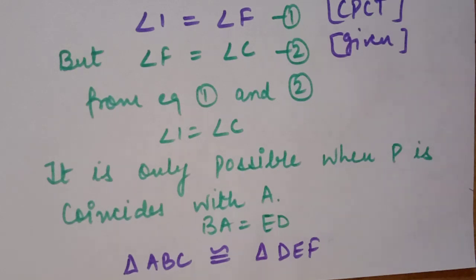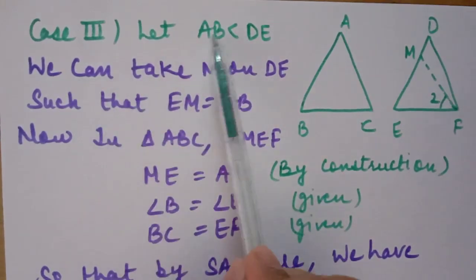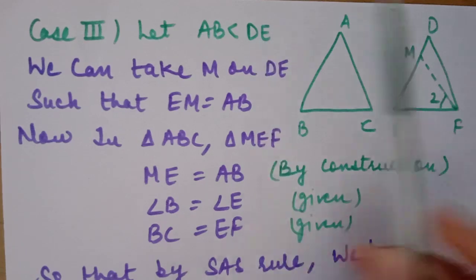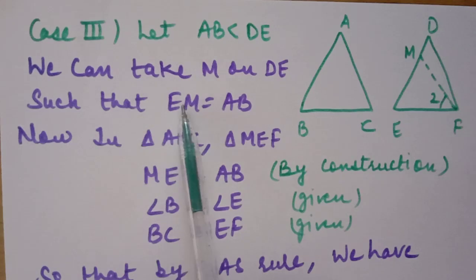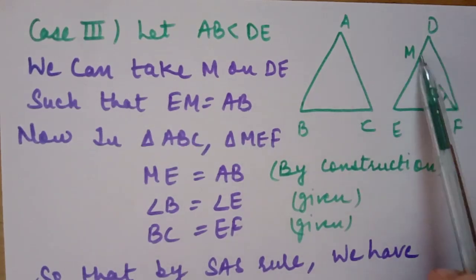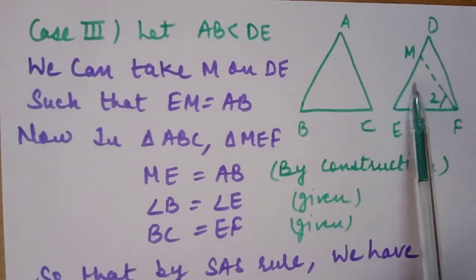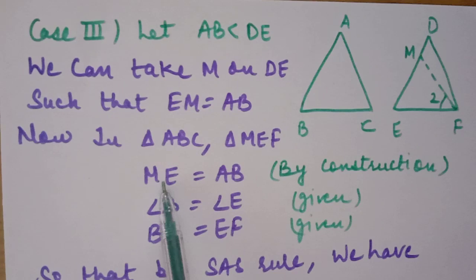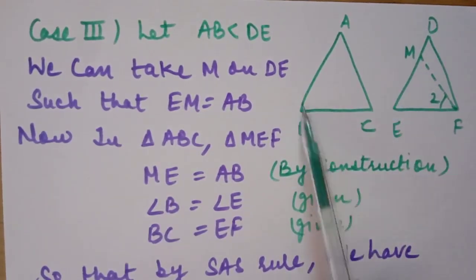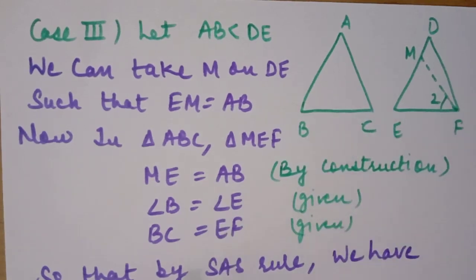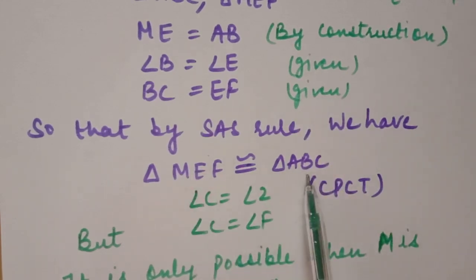Now our third case. Third case is let AB be less than DE. So AB is less and DE is greater. So we will mark a point on DE. We will take a point M on DE such that EM is equal to AB. This side is equal to AB. Now we take this triangle ABC and MEF. We will take these 3 parts: ME is equal to AB by construction. Angle B, angle E given. BC, EF given. By SAS rule, we have these two triangles congruent.